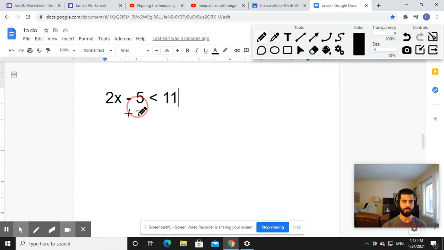Add 5 to both sides. These cancel out, and that makes 16. 2x is less than 16. Now, since 2 is getting multiplied by x, we need to divide it. Dividing this side by 2 and this side as well. x is less than 8. That's our final answer.